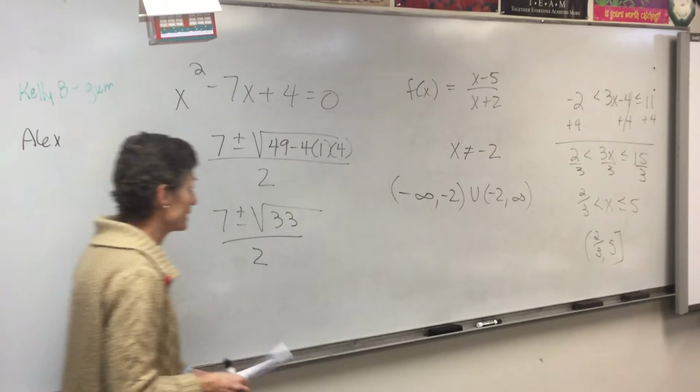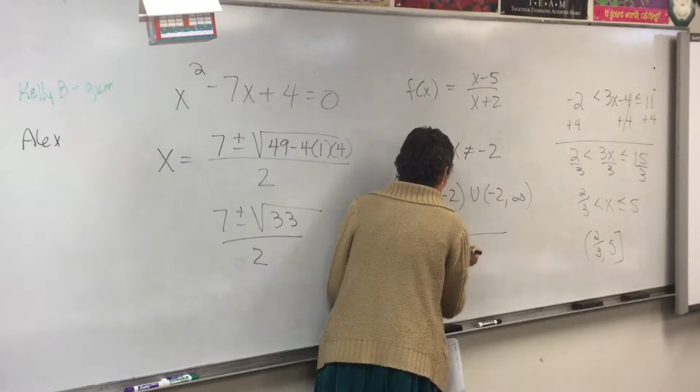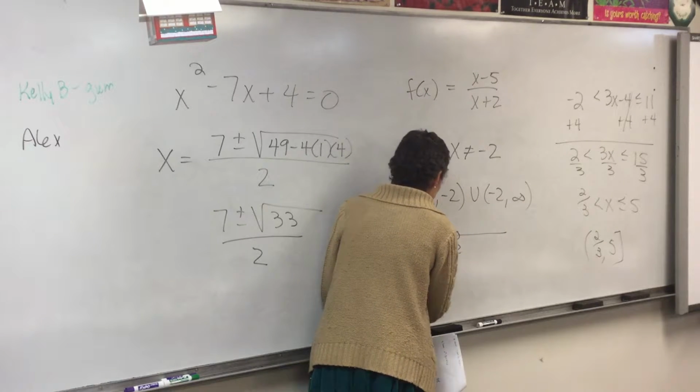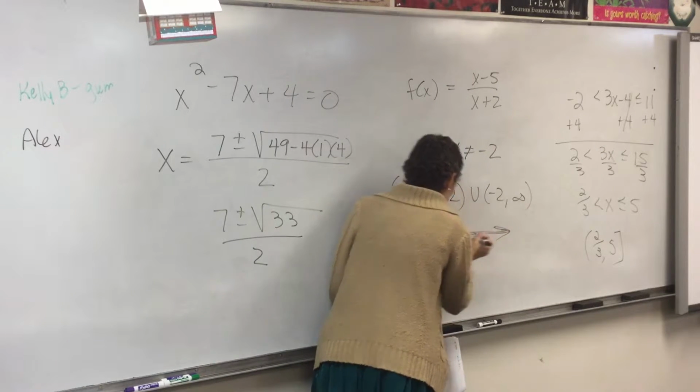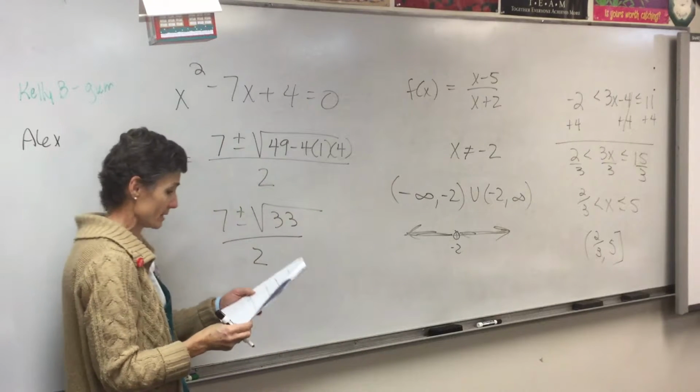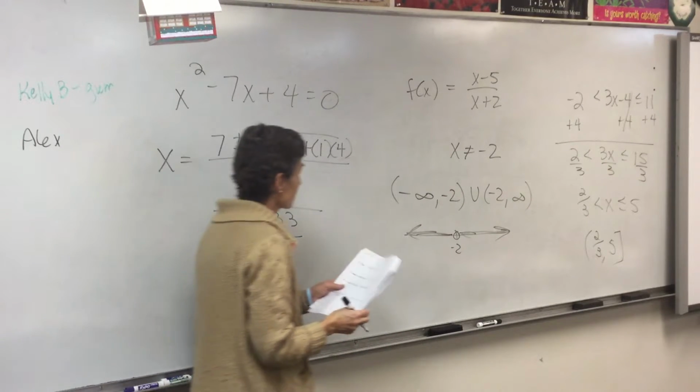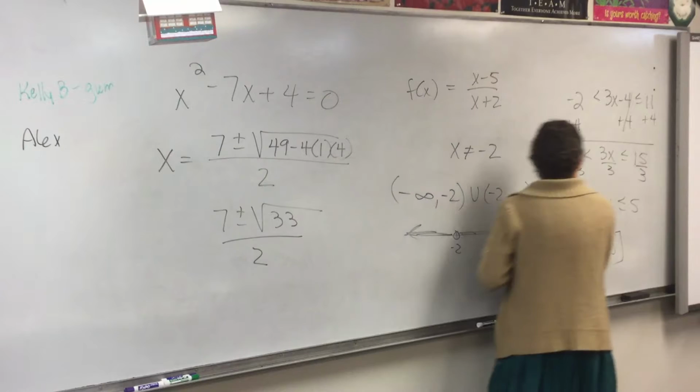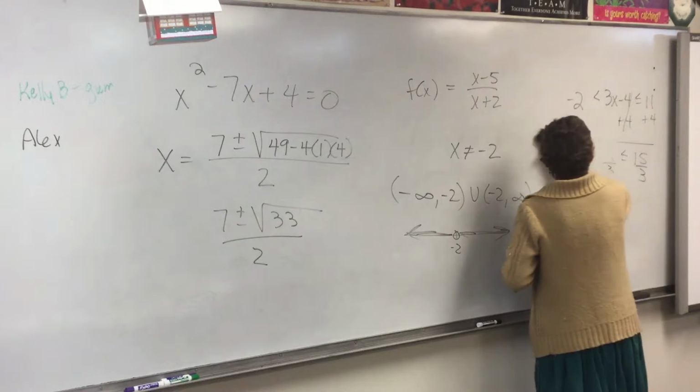There's a gap at negative 2. If you graph it on the number line, it would look like this. It'd be all of this and all of this, just not that number negative 2. All right, so far we haven't hit anything too hard.